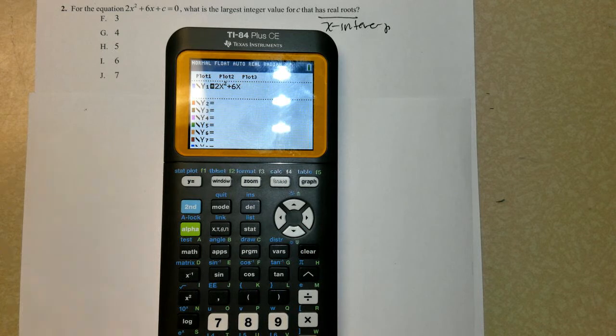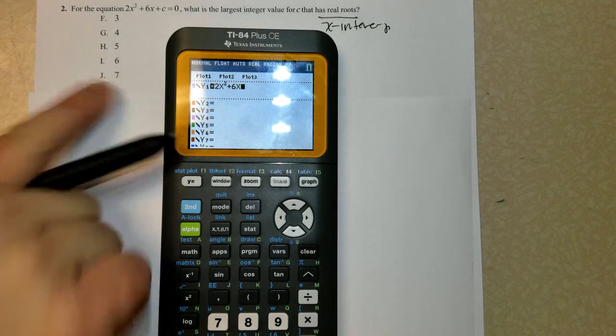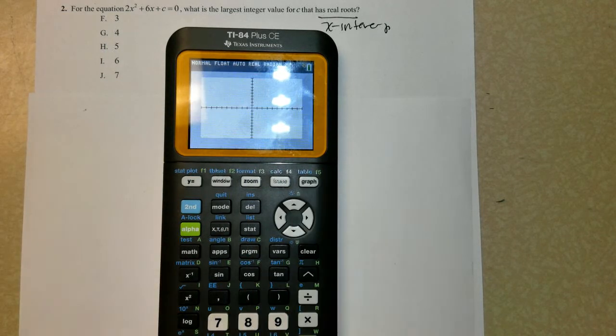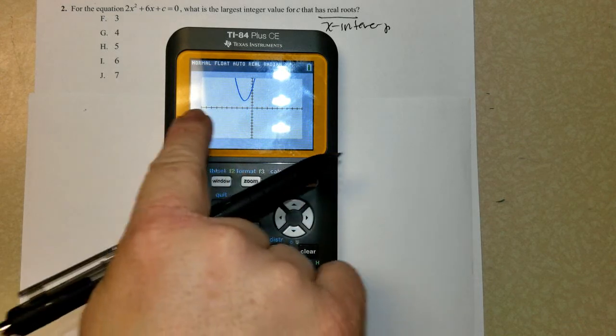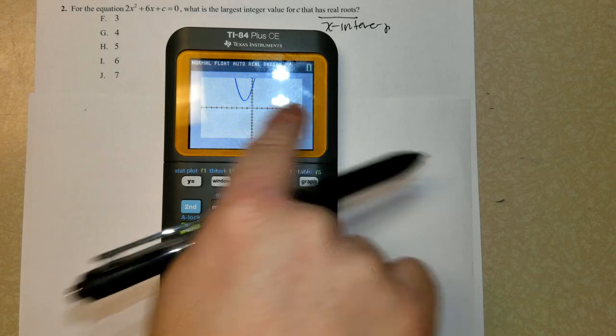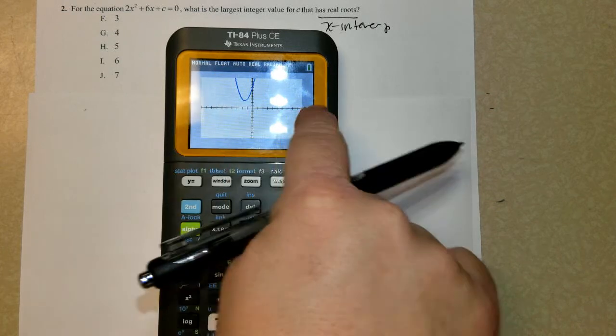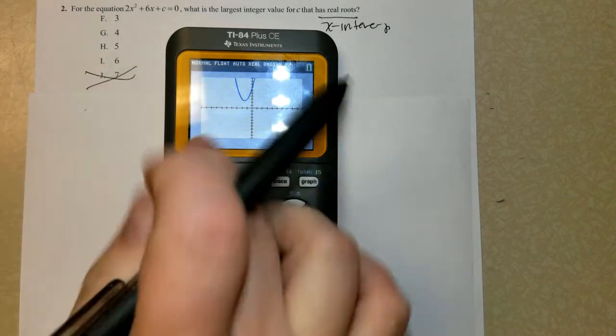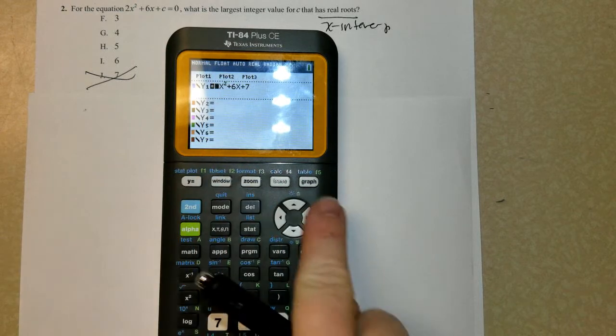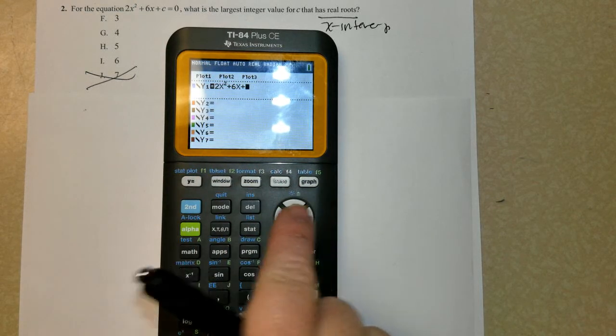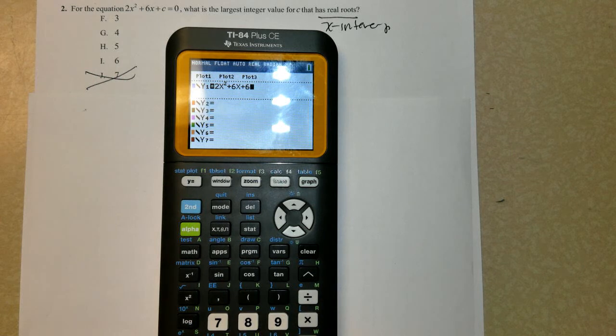Now because we want to find the largest one that works, we're going to start with 7. Type in plus 7 and hit graph. Does this particular graph show that we have any x-intercepts? Are there any places in which the graph crosses the x-axis? Cross it out. Go to y equals, switch the 7 into now a 6. Graph it again.